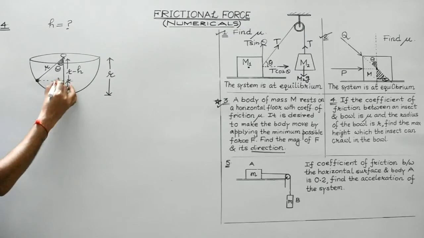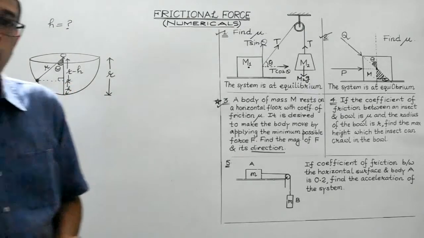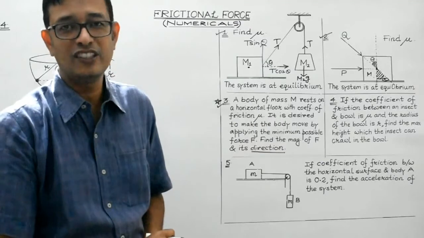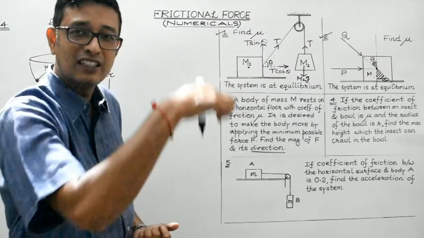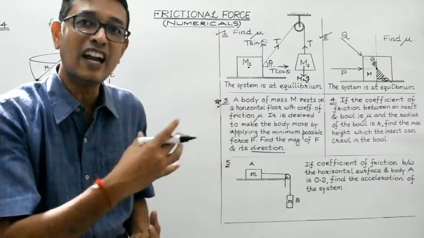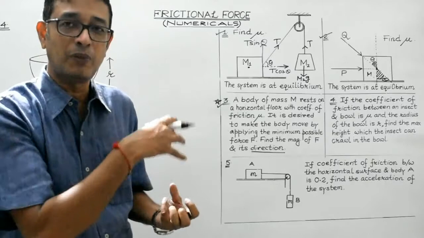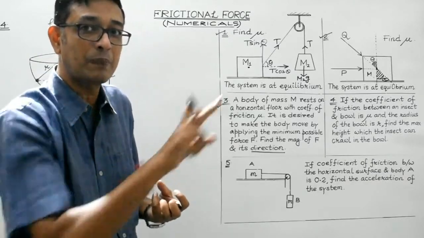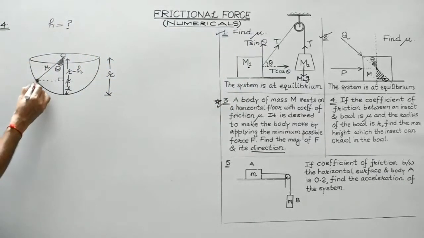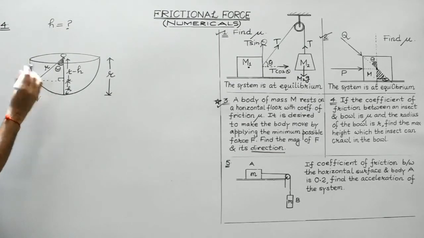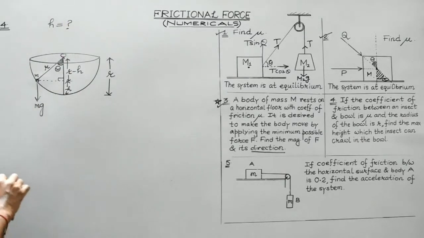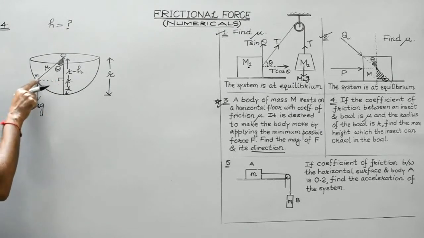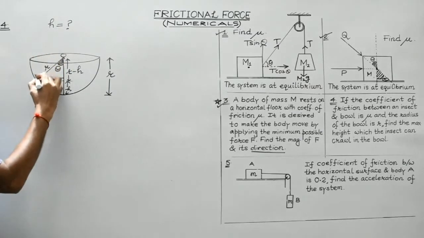Now students, we will represent the forces acting on the insect, right? What are the forces acting on the insect? One will be its weight, which will act in the vertically downward direction. The other would be the reaction force, which the surface of the bowl will exert on the insect in the perpendicular direction. If the mass of the insect is m, then the weight would be mg in the vertically downward direction. The reaction force will be perpendicular, that is along the radius towards the center.